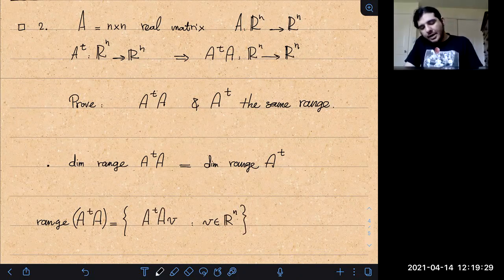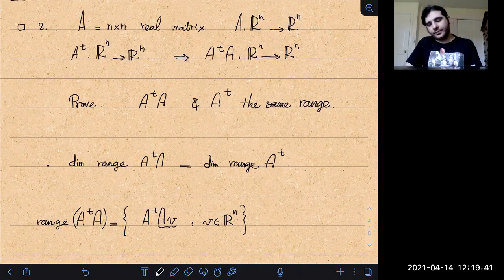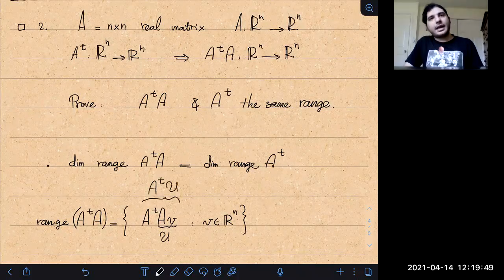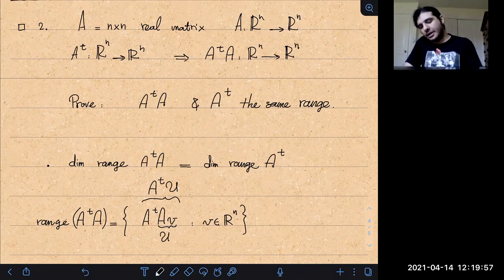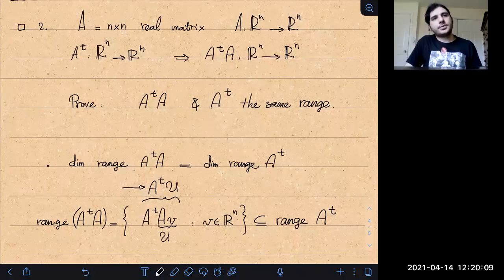The point is that A times V is something. It's a vector, right? A is an n by n matrix, V is a vector. If I multiply A by V, I would get another vector. So I can show that by U. So this thing is actually equal to A transpose U. And the vectors of this form, A transpose U, they are in the range of A transpose, right? Do you agree? Anything of this form, A transpose U, is something in the range of A transpose.